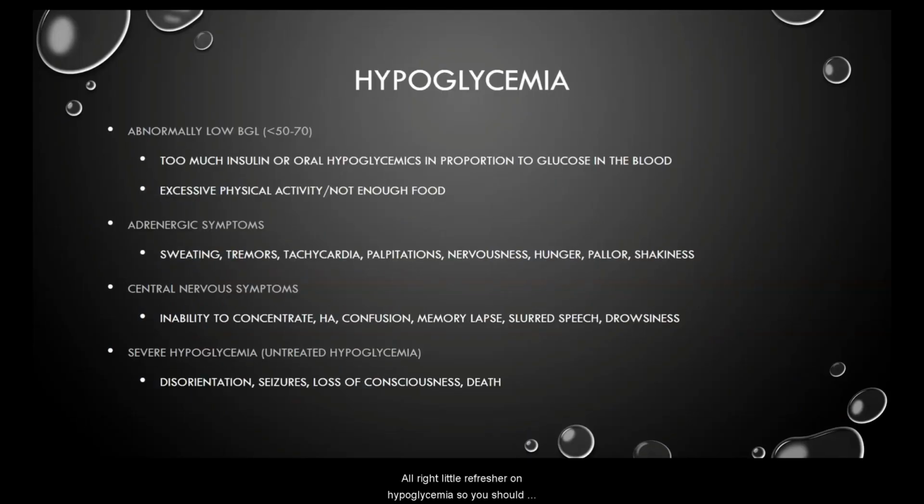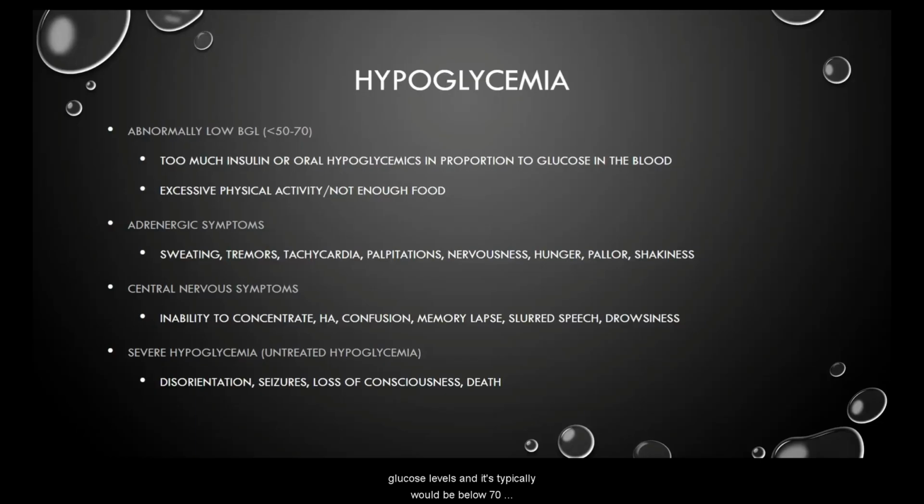All right, a little refresher on hypoglycemia. You should have had a lot of this content in block 1 and block 2, but I'd just like to cover it a little bit so we have a refresher. Hypoglycemia is a condition characterized by abnormally low blood sugars, blood glucose levels, and it's typically below 70 milligrams per deciliter.